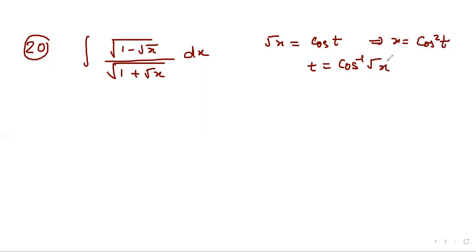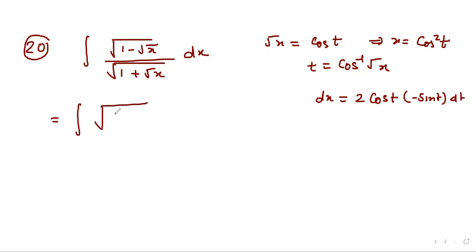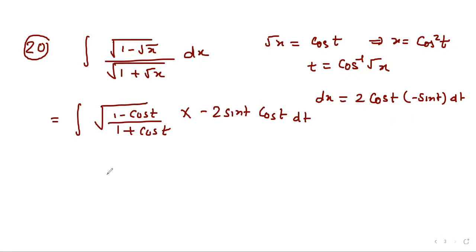So we differentiate it, so this will give dx equal to 2 cos t times minus sine t dt. So we replace these values here. So it will give integration root of 1 minus cos t divided by 1 plus cos t times minus 2 sine t cos t dt.